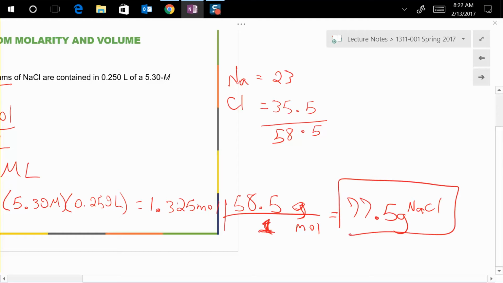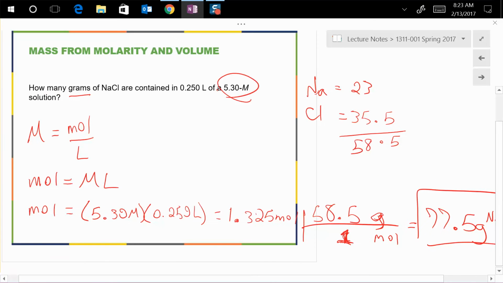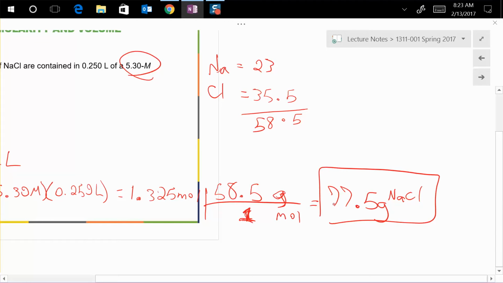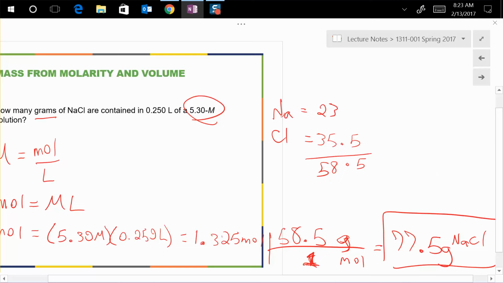So practically, the reason I'd want to do this is because if I want to create a solution that is 5.3 molar, and I only want 250 milliliters of it, then I would ask the question, how much sodium chloride do I have to dissolve into 250 milliliters to make it a 5.3 molar solution? And so then I have to calculate, okay, I need to use 77.5 grams of sodium chloride, dissolve it into 200 milliliters, and then I would dilute to 250 at the end to make sure the final volume was 250. Because once you add the water and the salt, the volume will change slightly.